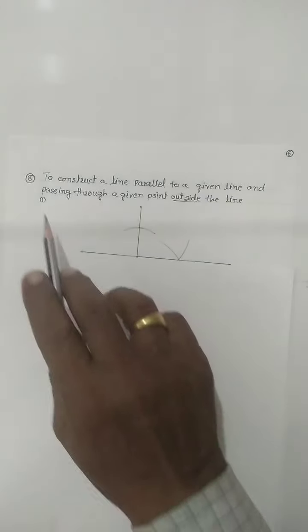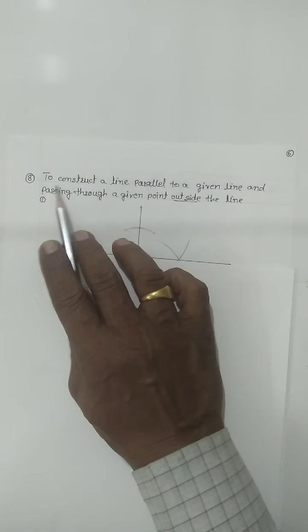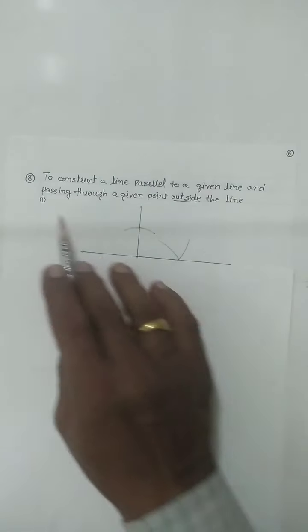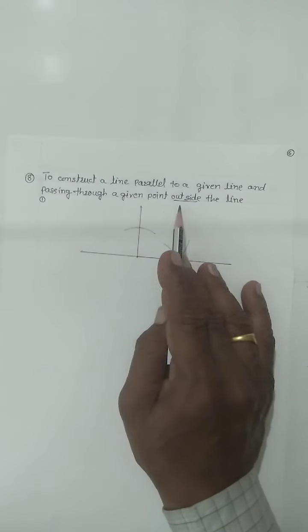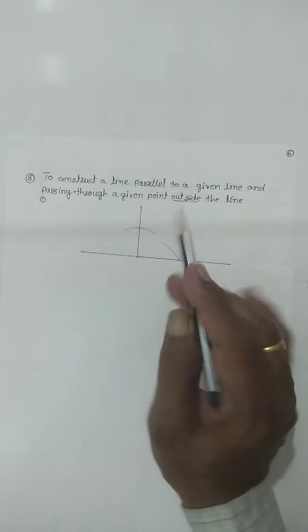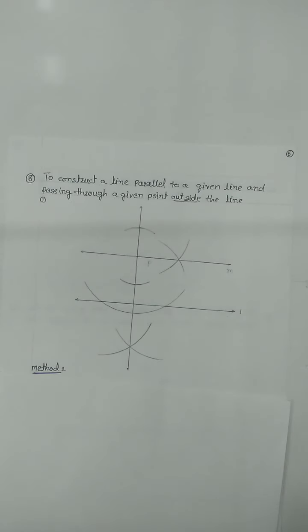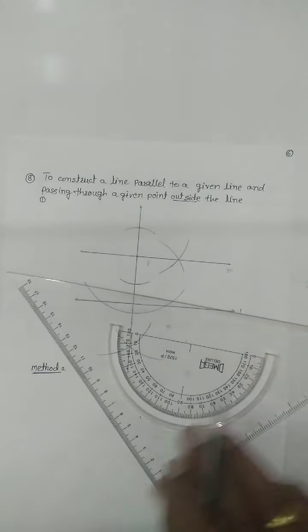Then we see the eighth construction: to construct a line parallel to a given line and passing through a given point outside the line. In this construction, the line is given and we take one point outside the line. Firstly, draw the line L.